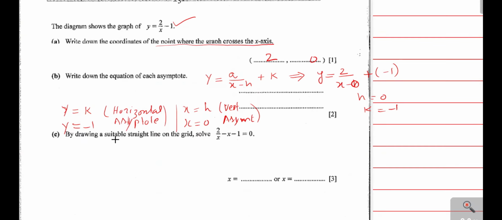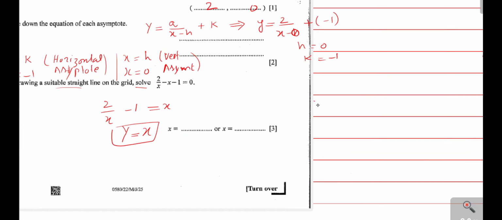By drawing a suitable straight line on the grid, solve 2 over x minus x minus 1 equal to 0. Look here, this equation we can write 2 over x minus 1 equal to x. And this is y equal to x. To draw the equation y equal to x, we will take some values of x, suppose 0 to 4. Against this, the value of y will also be 0 to 4 because y equal to x. And we will mark these points here.